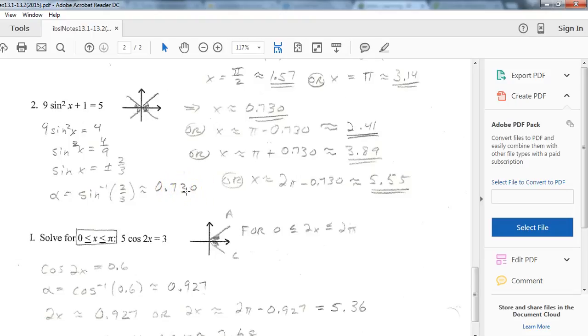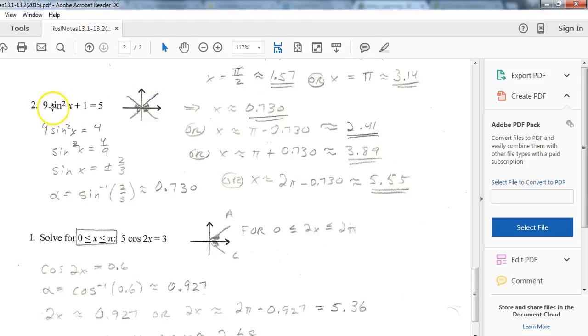So let's take a look at what that would mean. I first have, remember this is 3.14. I'm sorry, this is 3.14 divided by 2. It gives you right here. This is about 3.14 and so on. Keep that in mind in terms of working with radians. So if I have 0.730, that's somewhere in this area right here.